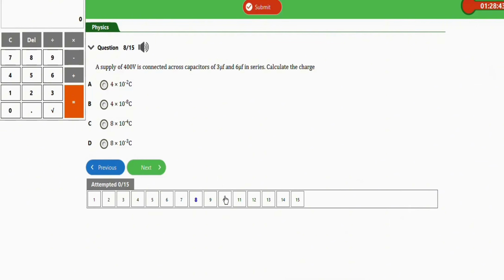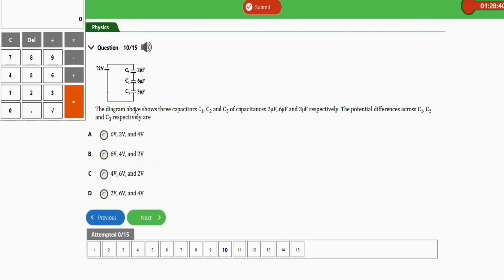So the next repeated question will be this one. It says the diagram above shows three capacitors C1, C2, C3 of capacitances with these values respectively. The potential difference across these capacitors respectively are? So guys, for this particular question, this might take a little time to solve, but it's very simple. Firstly, we need to get the charge for the effective capacitance. The connection we have here is a series connection.